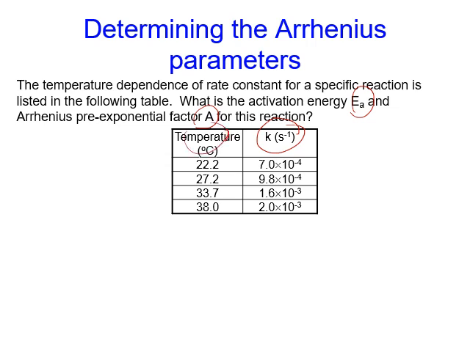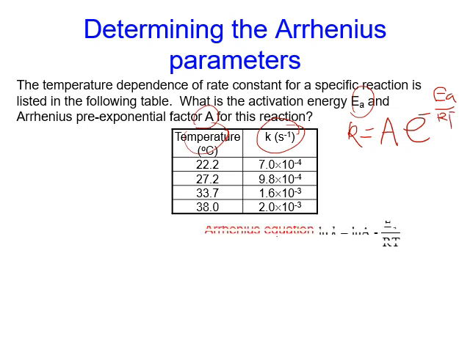The Arrhenius equation tells us that the rate constant equals A times e to the negative EA over RT, or if we take the natural log, ln K equals ln A minus EA over RT. If we plot ln K versus 1 over T, then we should get a straight line. From the slope, we can calculate negative EA over R, and the intercept is ln A.